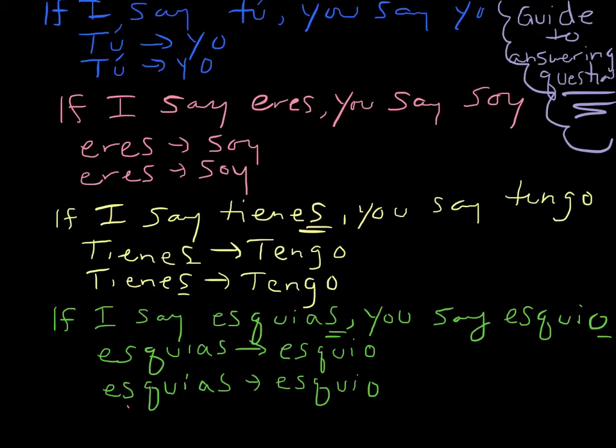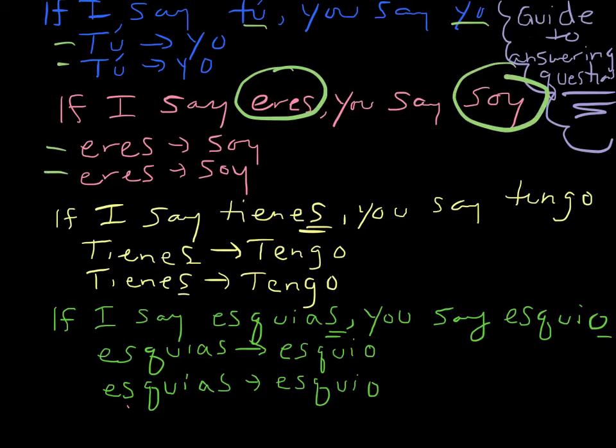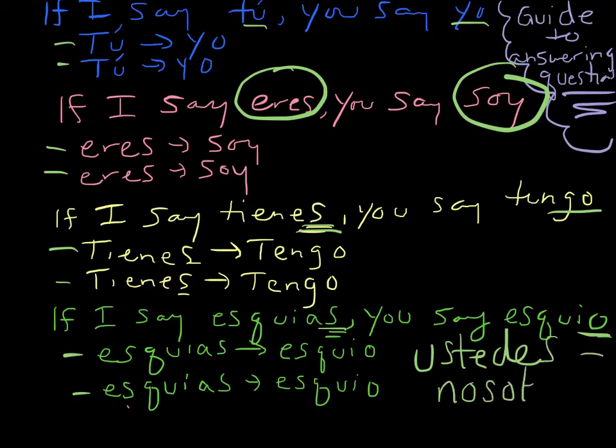So let's repeat our little chant. Again, this is just a guide to help you remember that anytime you see a question in this form, you answer in that. If I say tú, you say yo. Tú, yo. If I say eres, you say soy. Eres, soy. If I say tienes, you say tengo. Tienes, tengo. If I say esquías, you say esquío. Esquías, esquío. And then there's one thing to add. If I say ustedes, you say, good, nosotros.